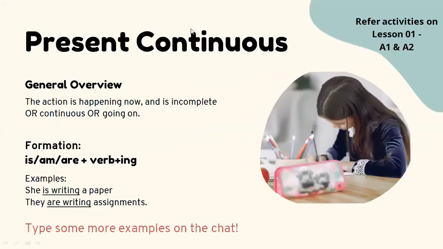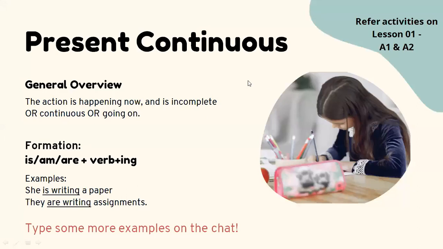Right, so let's look at the present continuous tense form today. Present continuous tense form means the action is happening now and is incomplete. As I told you, it keeps on going and is not finishing. So it keeps on continuing. The action is continuing or going on, right?